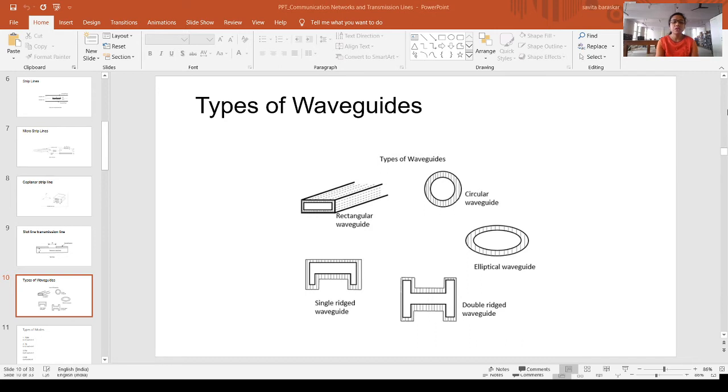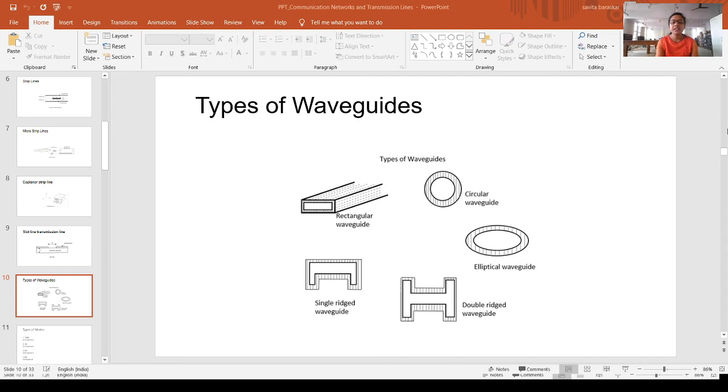The advantages offered by waveguides are, first, it can handle a very large amount of power, which is in kilowatts, and obviously it offers very low loss, the attenuation is very low, and the power loss is negligible in waveguides.